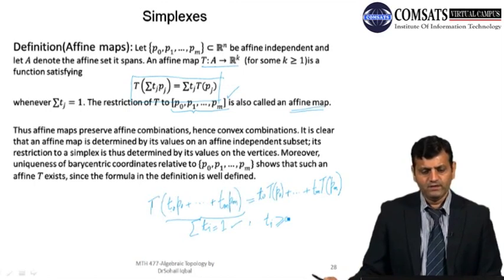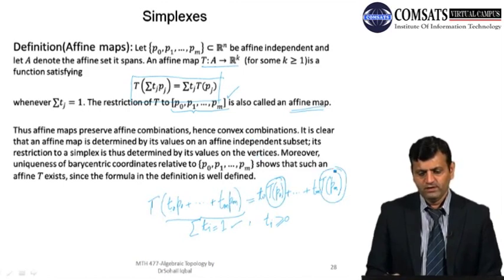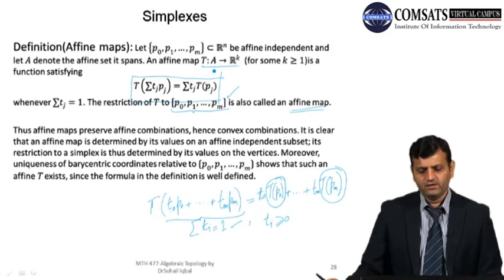It is clear that an affine map is determined by its value on an affinely independent subset. So of course if we know T(P0) up to T(Pm), then we can find images of any point of A under this T. Moreover, uniqueness of barycentric coordinates relative to P0 up to Pm shows that such an affine T exists, since the formula in the definition is well defined. So we can see the similarity of this discussion with linear transformations in vector spaces.